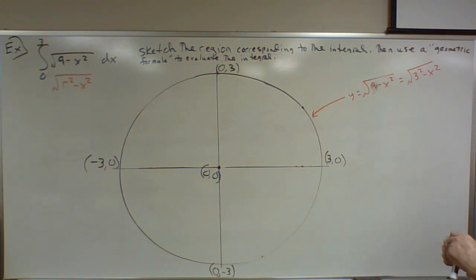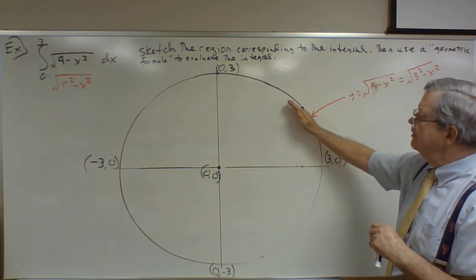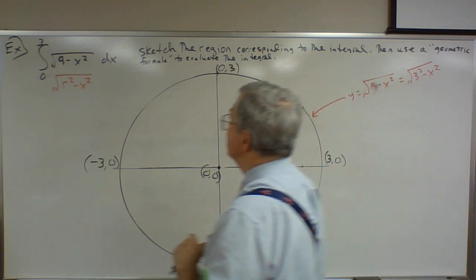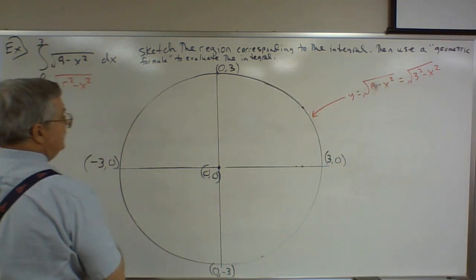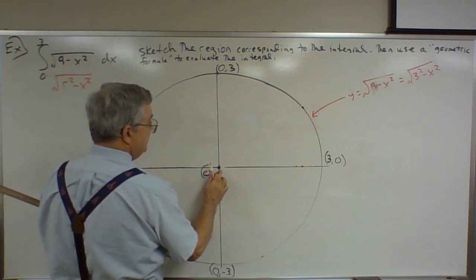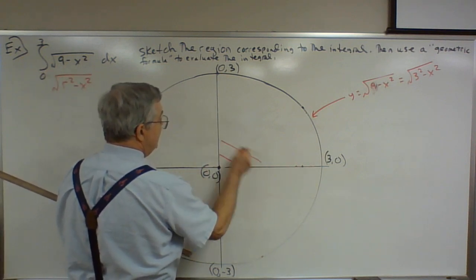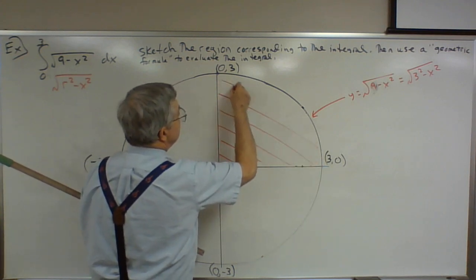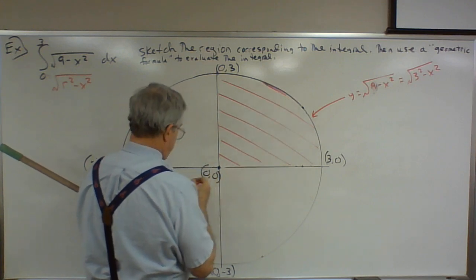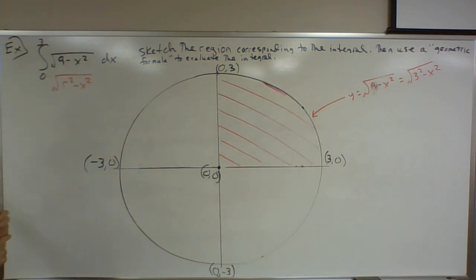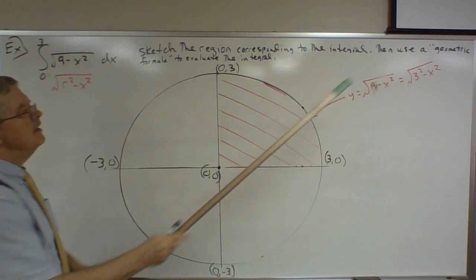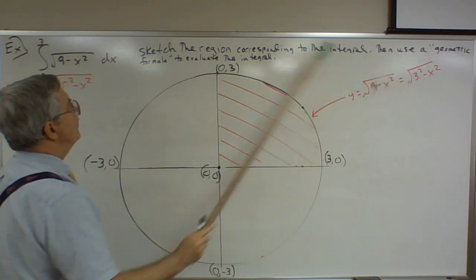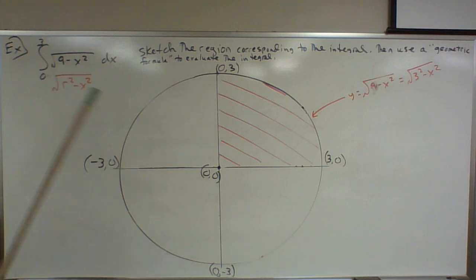Just the top half of the circle from x equals 0 to x equals 3. That's from here to here. So I think we're looking at this region right here. And they tell us, use a geometric formula to evaluate this integral. Okay, I can do that.